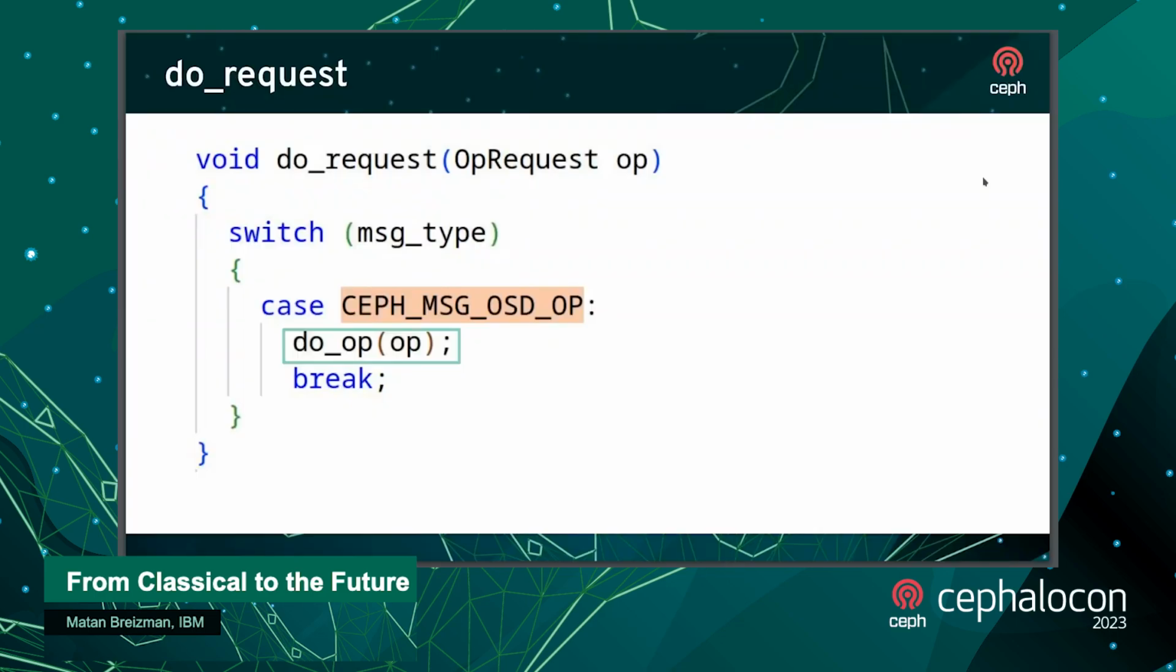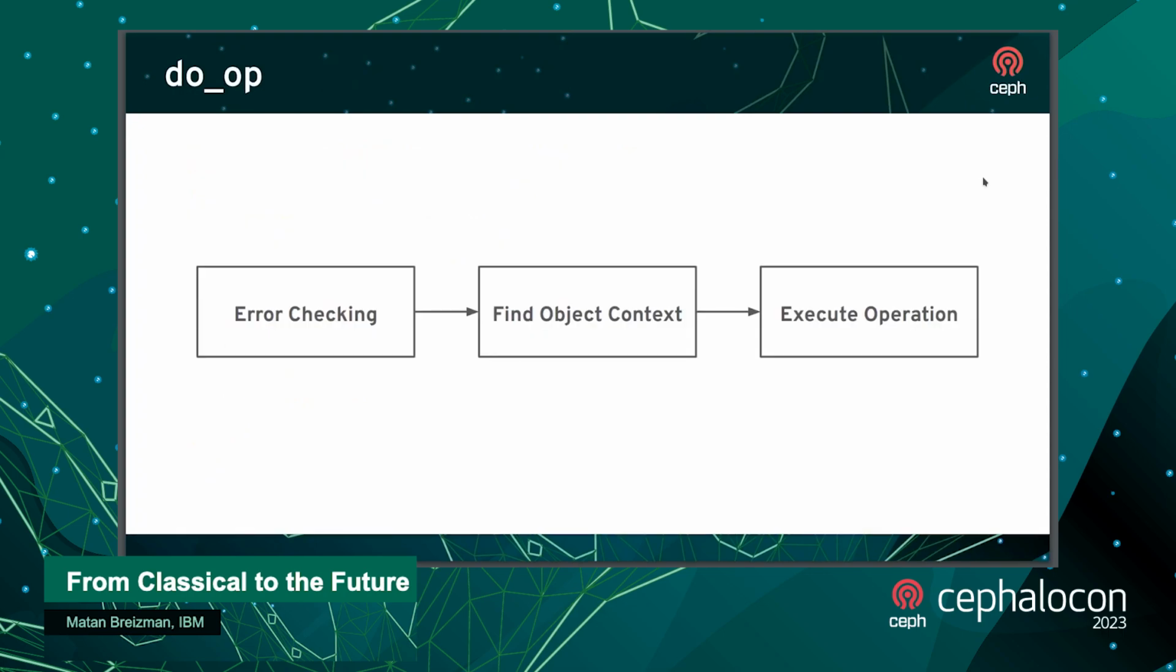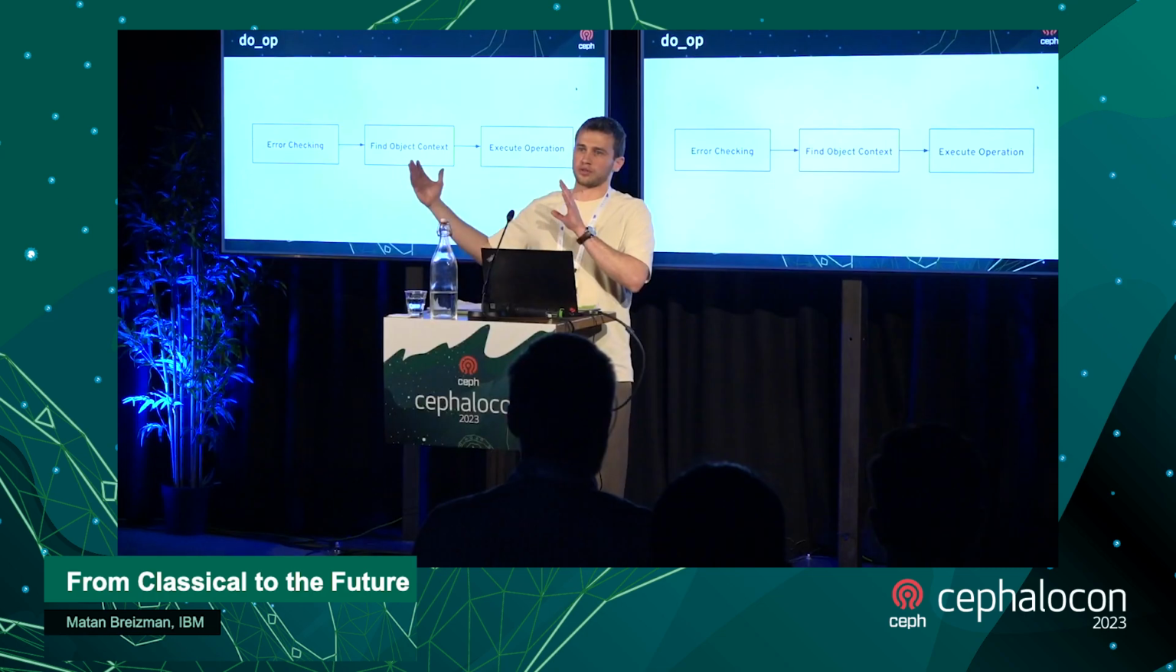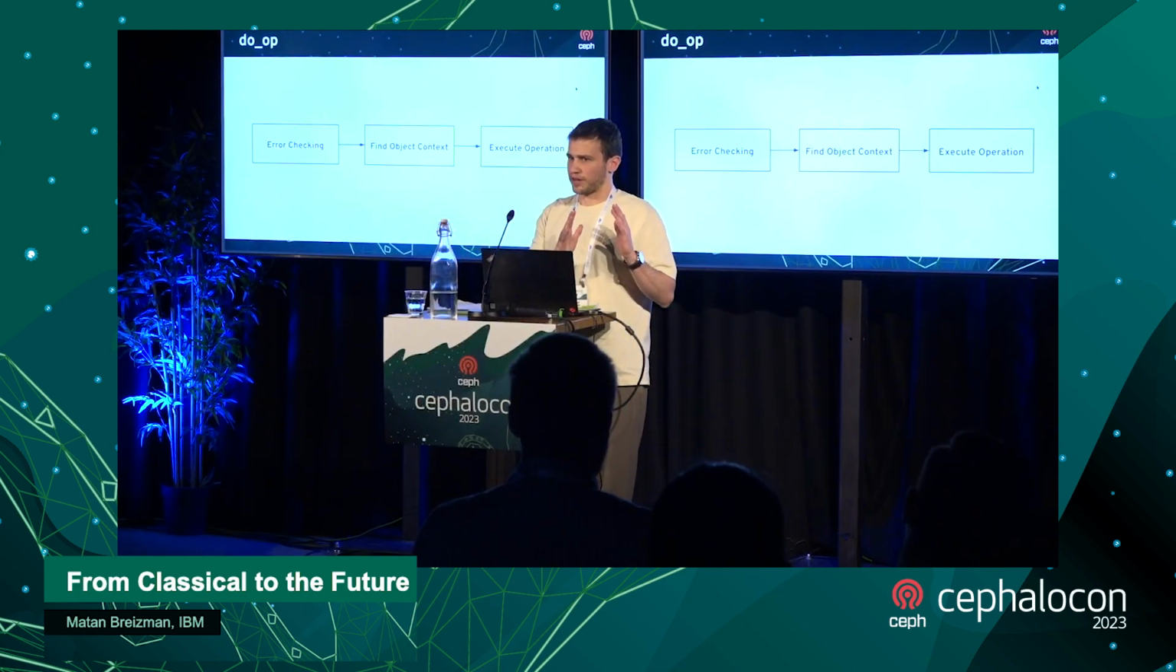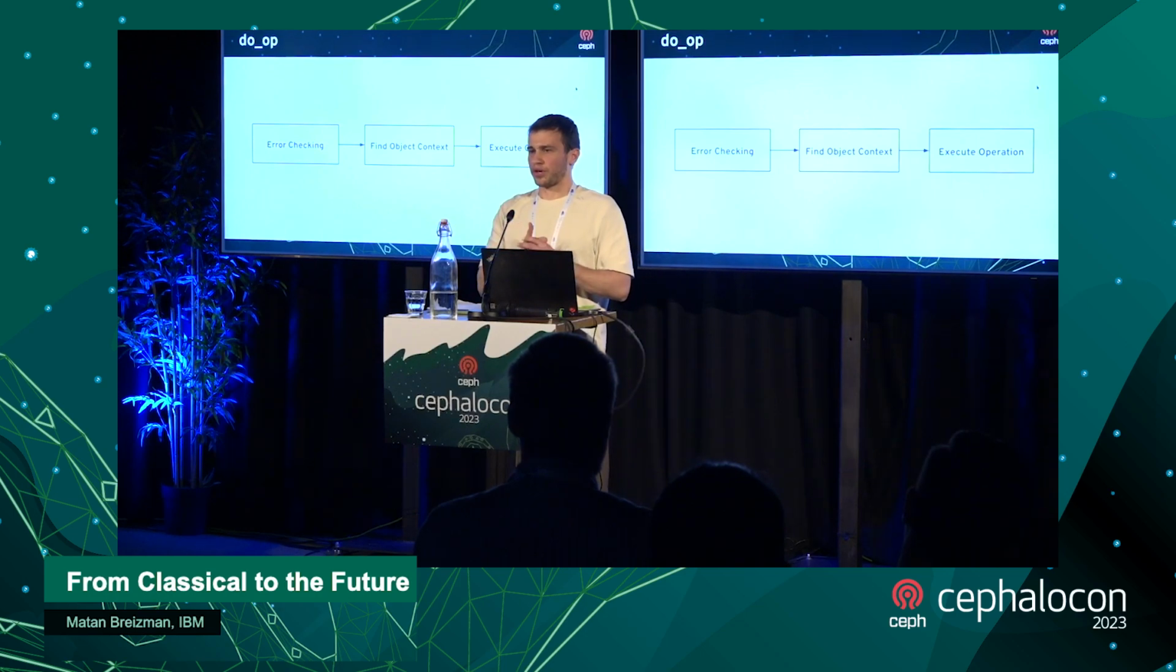We see here doRequest. The doRequest function gets the op message as a parameter, and according to a switch case, which handles different types of messages, in our case the Ceph message OSD op, will go straight to doOp to handle this operation. So what is doOp? In its simplest form, doOp consists of three stages. The first stage is the error checking phase, where we check for basic errors, whether the operation is allowed, whether it's sent to the right OSD, whether the client is not blocklisted, and so on.